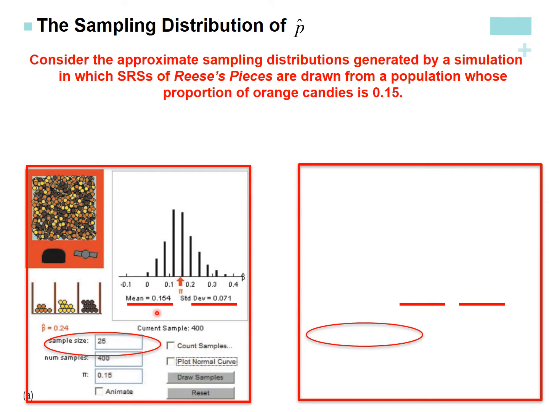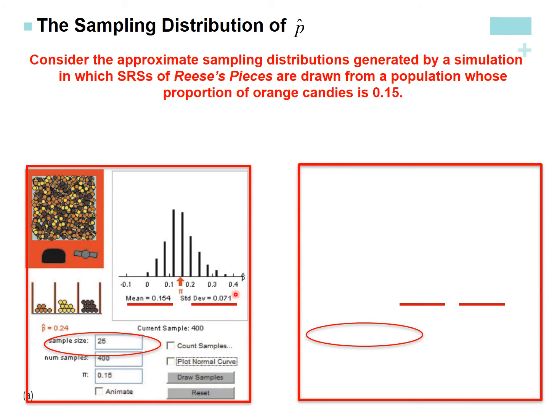The mean is 0.154. Well, what does that mean represent? That's the mean of all of these proportions. So what is the average proportion of orange candies? Well, the average proportion is 0.154. Let's take a look at the spread, or the standard deviation.